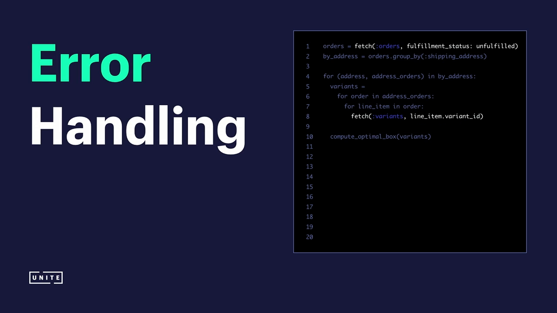But it's not great. Highlighted here are the 2 places where our code makes network requests to Shopify's API. But as network requests, these can fail. We could be rate limited and get a 429. We could have a network interrupt and get connection reset by peer.